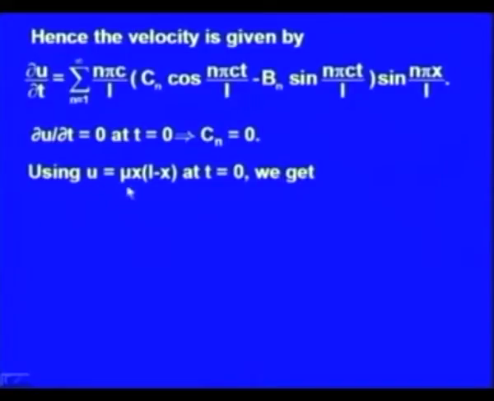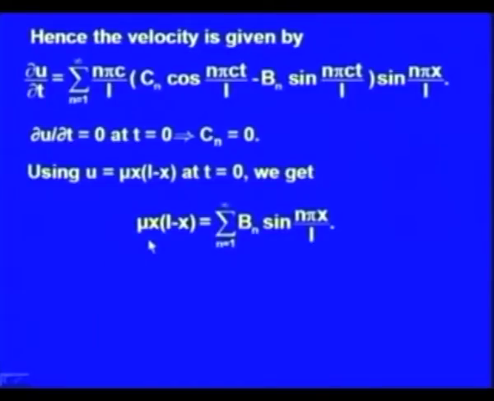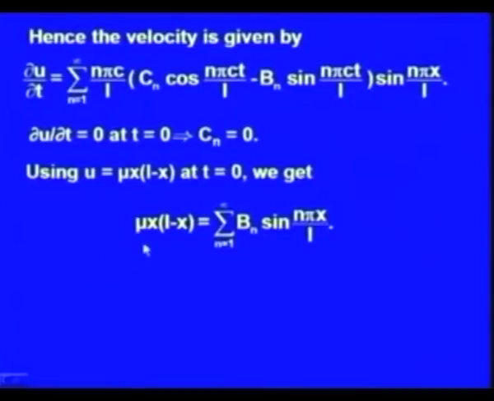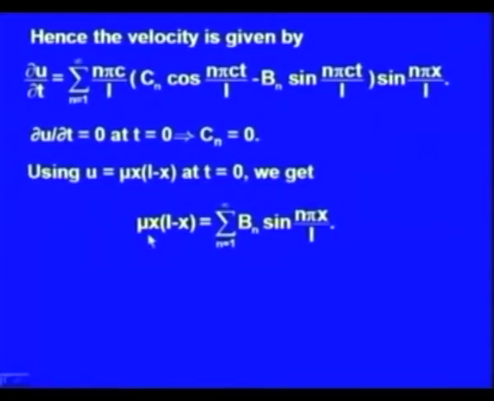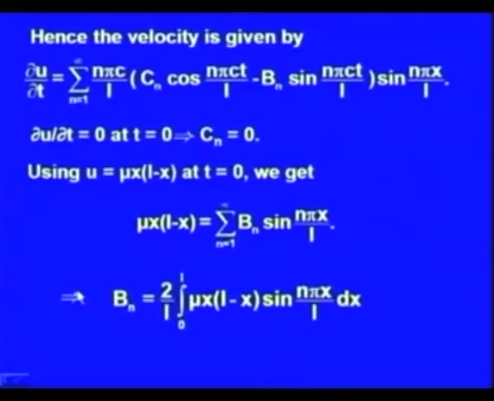And using u equal to mu x into L minus x at t equal to 0, we get from the equation for u(x,t), it follows that mu into x into L minus x is equal to sigma n equal to 1 to infinity of v n sin n pi x over L, and which gives us v n as 2 over L integral 0 to L of mu x into L minus x into sin n pi x over L dx, using the half range expansion of the function mu x into L minus x.